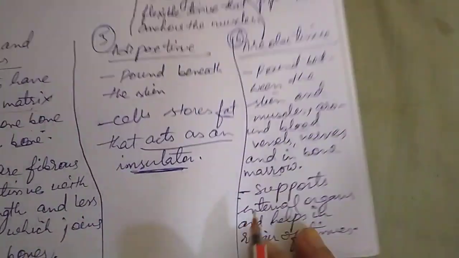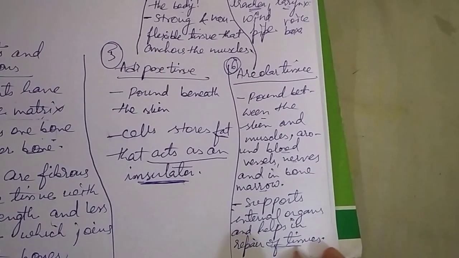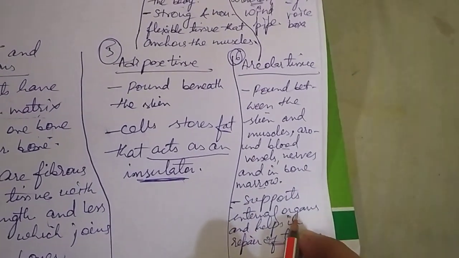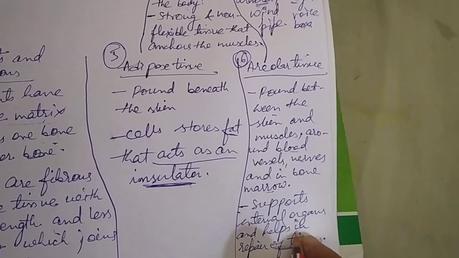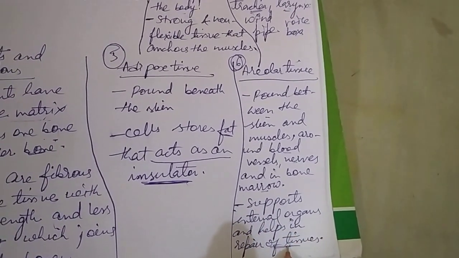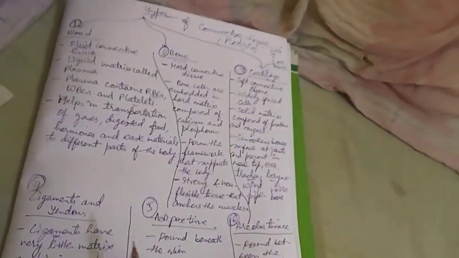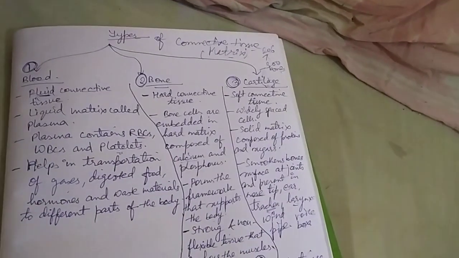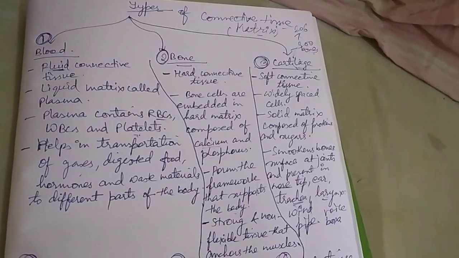What is its function? It supports internal organs and helps in the repair of tissues. Areolar tissues are found generally in the internal organs because they are present in between the skin and the muscles. So they are generally associated with the repair of tissues. So we have seen that connective tissues are of different types based on their structure and functions.